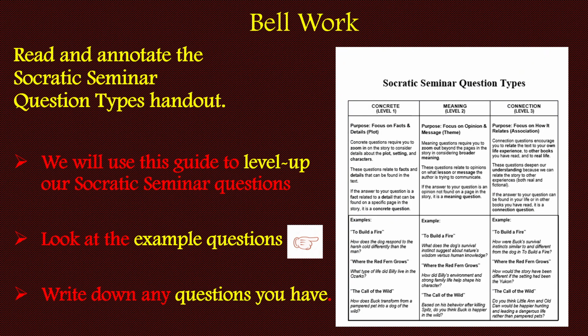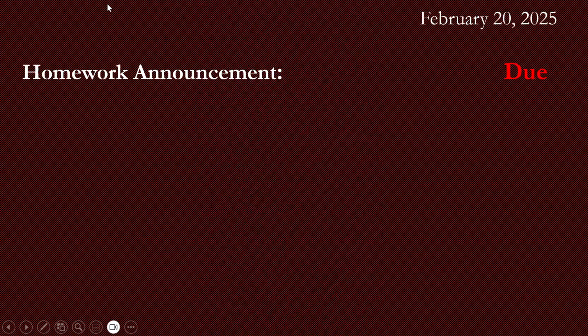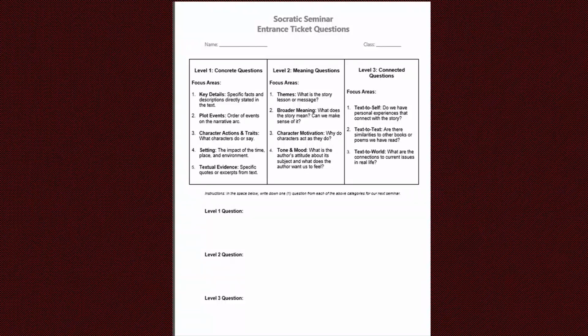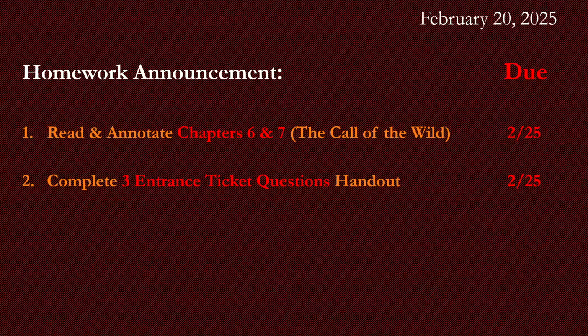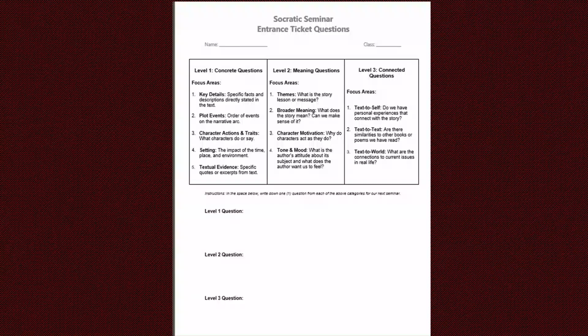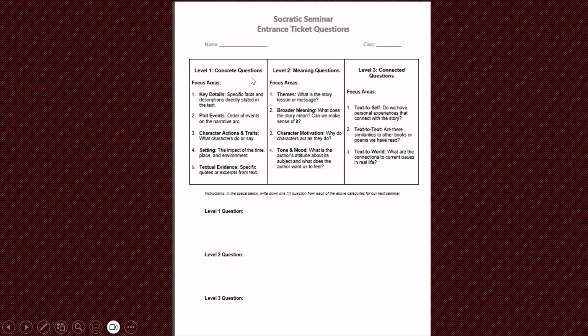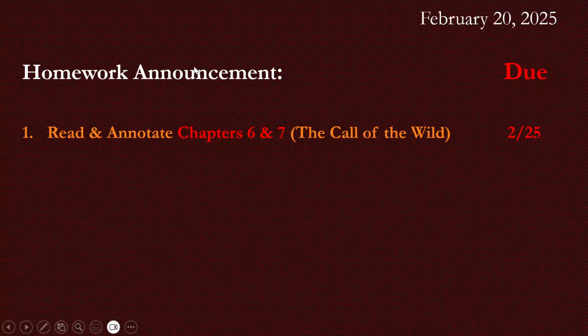The homework has you answering questions. Let me pull that up real quick. It has you answering, or asking, these three types of questions: level 1, level 2, level 3. As you can see, that's the homework. Read chapters 6 and 7. Complete the 3 entrance ticket questions. You're only doing 3 questions this time, but you're doing one for each of the levels: level 1, level 2, and level 3. So that's what we talked about in class today.